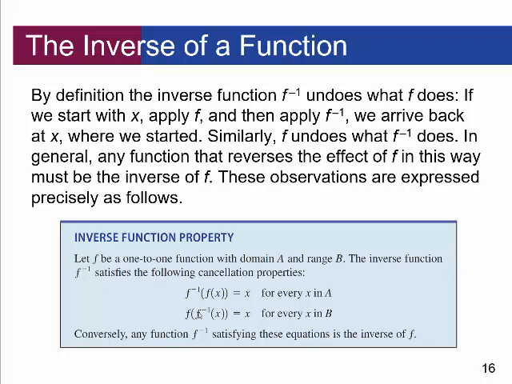All right, these observations are expressed precisely the following way. If you ever want to check to make sure you have the inverse right, if you take f inverse of the original function, f of x, you should get x. They should undo each other and you should just get x. Similarly, if you take f and you plug in the inverse function, it should just give you x every time. That's one incredibly important inverse function property that we have here.